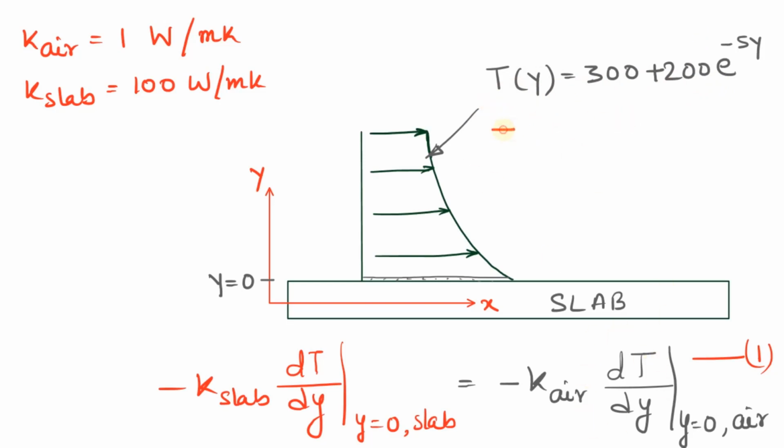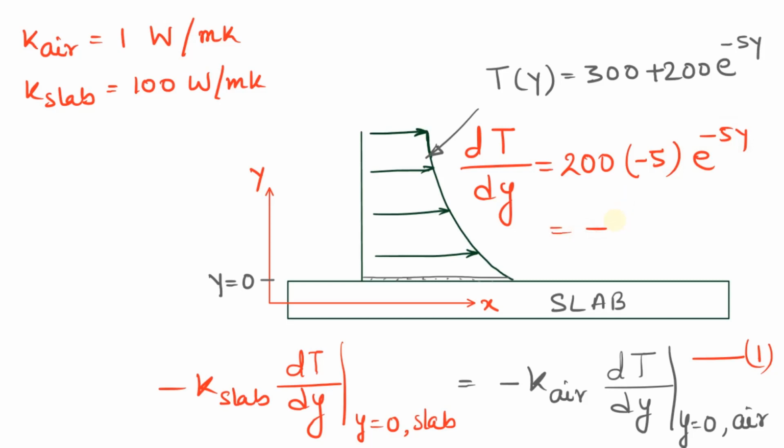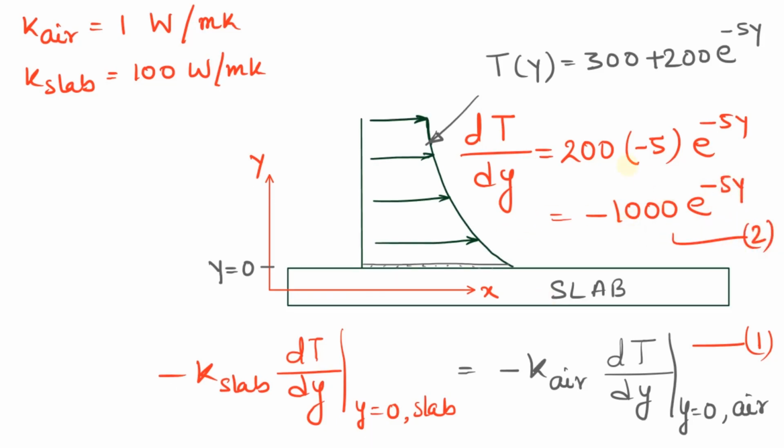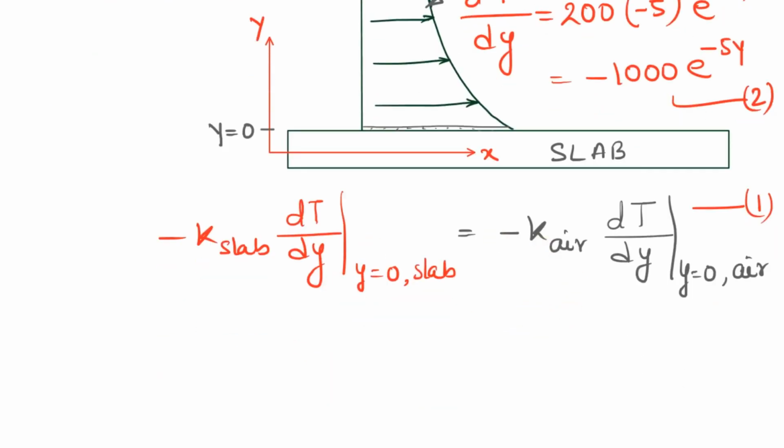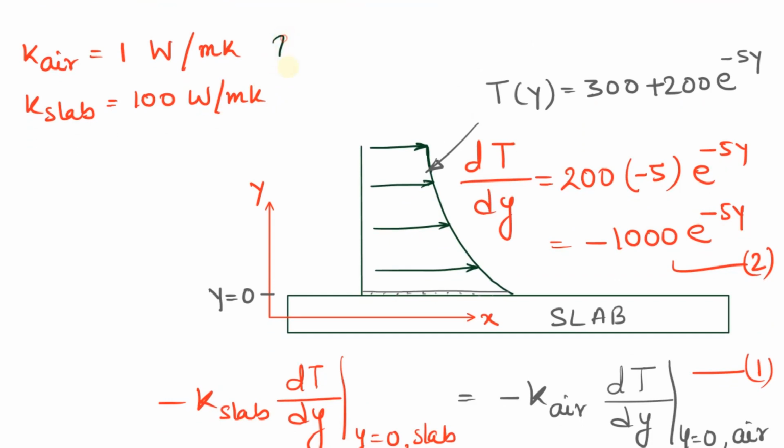Let's do it here itself. dT by dy is equal to, the first term will be 0 and the derivative of the second term will keep the constant, with e to the power of minus 5y. So minus 5 comes here, giving minus 1000 e to the power of minus 5y. Let's say this is equation number 2. Now we have all the information to calculate the temperature gradient of the slab, so let's substitute in equation number 1. Let's write this as equation number 3.